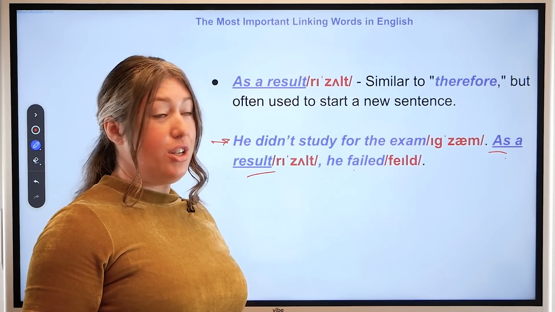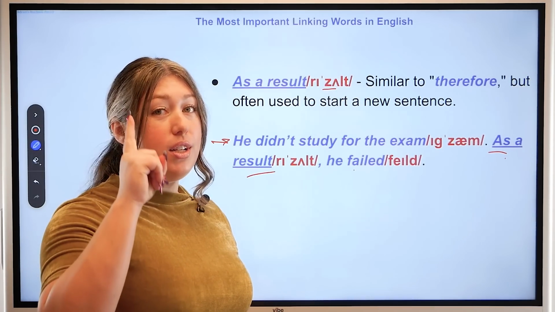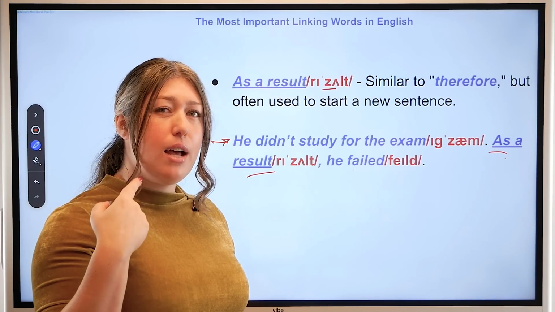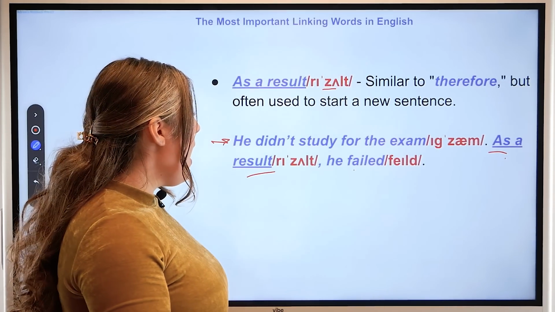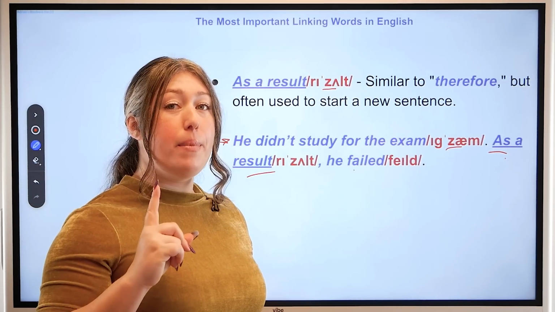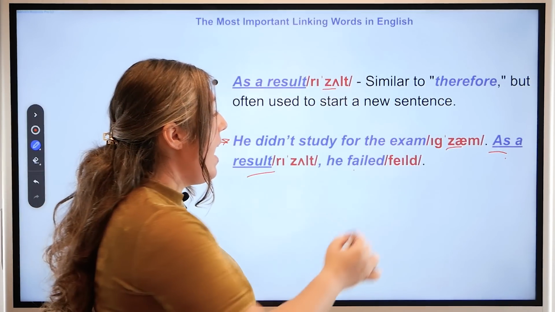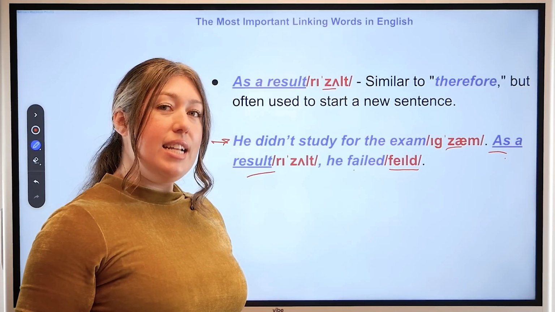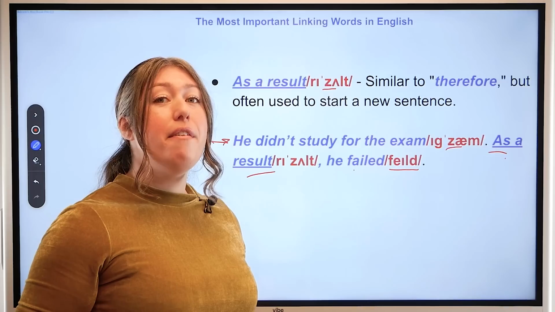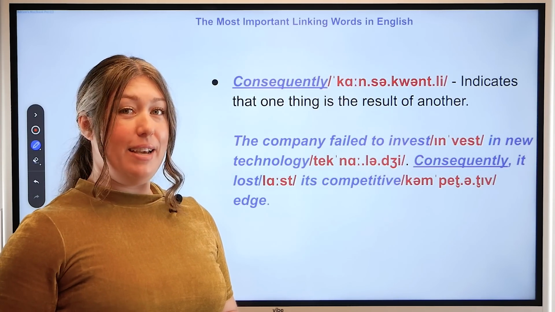And if we look at pronunciation, in result, we have a stress on the second syllable. Result. Result. Can you hear how the S makes more of a Z sound? Result. And we have a stress on the second syllable in exam. Exam. Once again, exam. And here, even though there's an ED ending, we don't say failed in two syllables, we say failed. One syllable, failed.